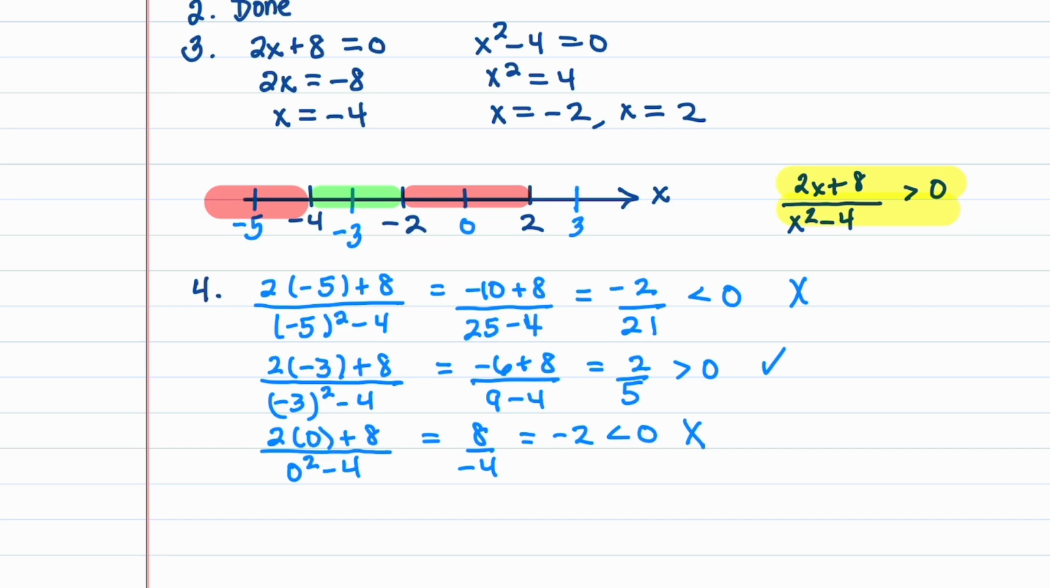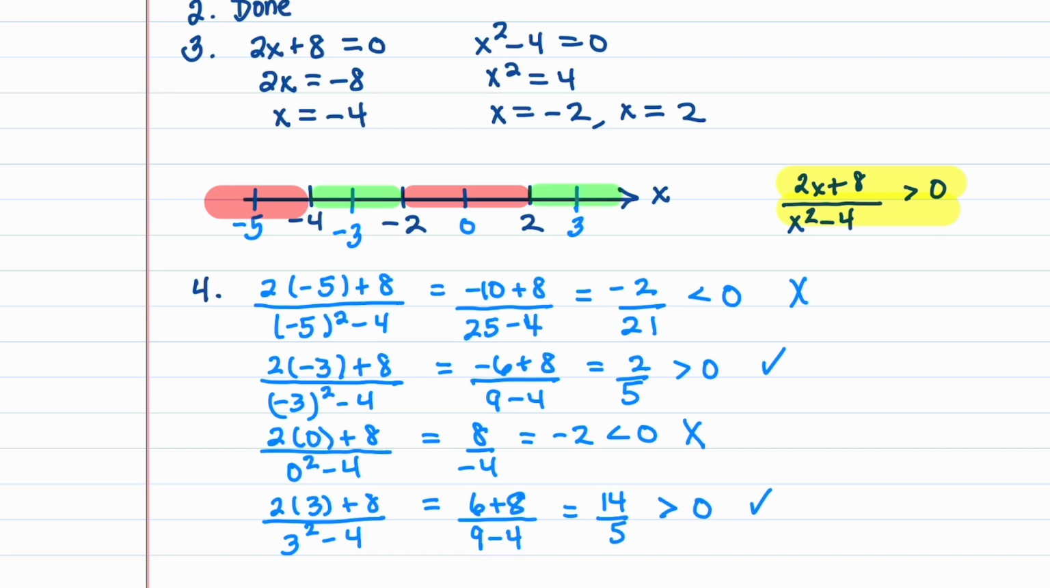And I'm going to choose 3. You can choose any number. It doesn't really matter. If we plug in 3 for x, we have 2 times 3 plus 8, all divided by 3 squared minus 4. This gives us a 6 plus 8, all divided by 9 minus 4. Looks like this is going to be positive, and it is. We get 14 over 5, and that's greater than 0. If you can see that it's going to be positive, you really don't have to write down what it's equal to. I just did for completeness. This region is good now, so we'll go ahead and let's highlight that in green.